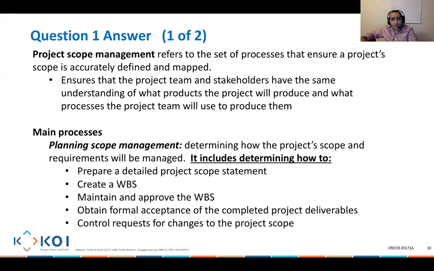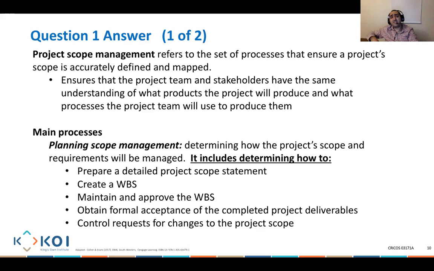We want to know what they need. We want to know what they want us to deliver. We want to ensure we deliver exactly what they're expecting us to deliver as an organization. So we ensure that the project team and stakeholders have the same understanding of what products the project will produce and what processes the project team will use to produce them.